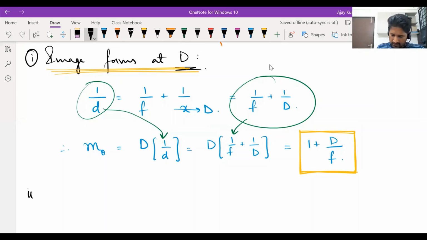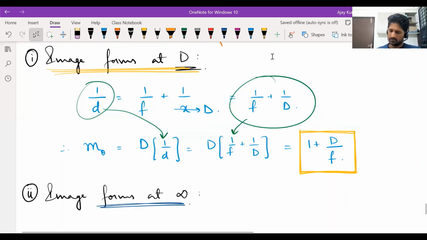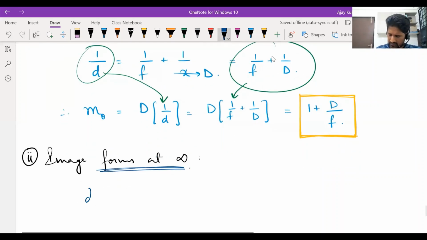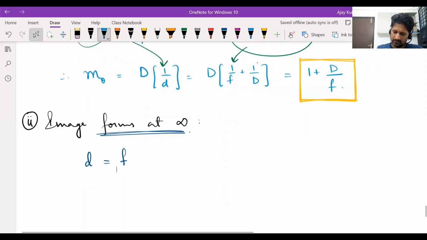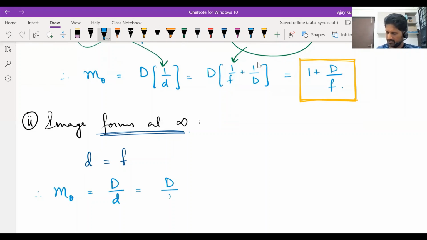Okay. Second case. This is the last thing that we'll discuss for today. Suppose image forms at infinity. Rishi, you tell me, for the image to form at infinity, where should an object be placed? At the focus, sir. So small d must be equal to the focal length of the lens. And if small d is equal to focal length, then the angular magnification becomes capital D by small d, that becomes capital D divided by f. So this is the magnification that you get when image forms at infinity, D by f, angular magnification.